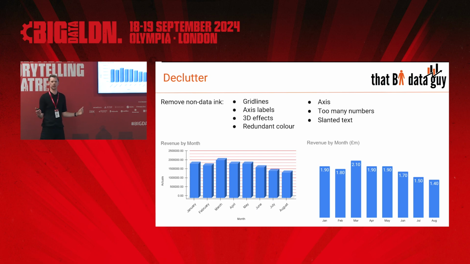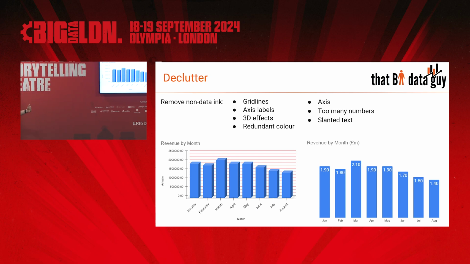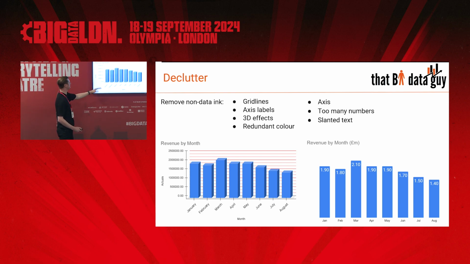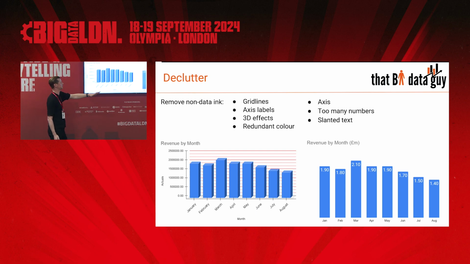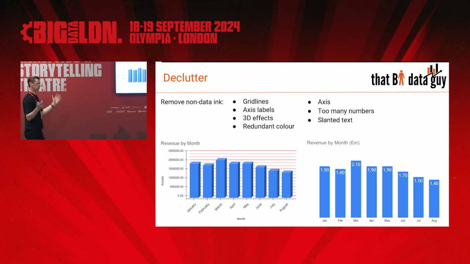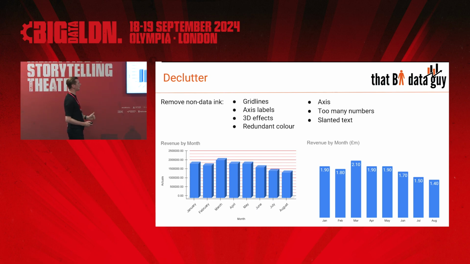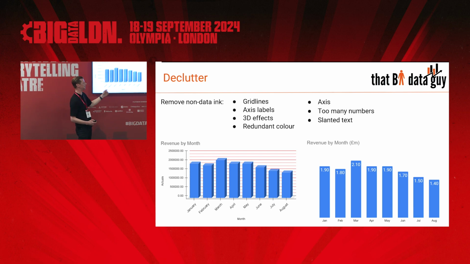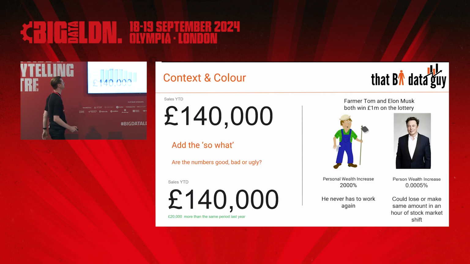Declutter. Non-data ink is another key tool that you've got. Get rid of the crap. Yeah, on here, slanted text. It takes longer to read. You know, keep it simple. Sometimes you don't even need a y-axis if you've got direct labels. You don't need both. You don't need grid lines. You definitely don't need 3D. So, you know, strip it back. The only thing on that dashboard, on that screen, should be data, not noise.